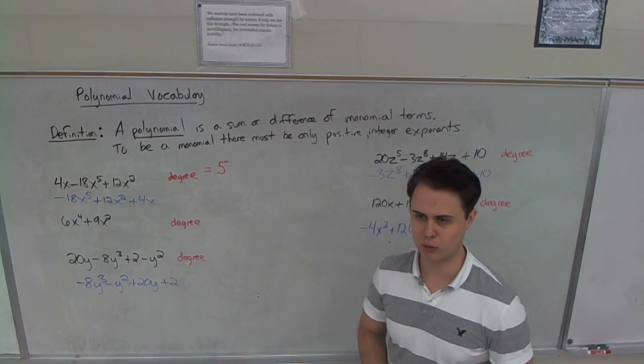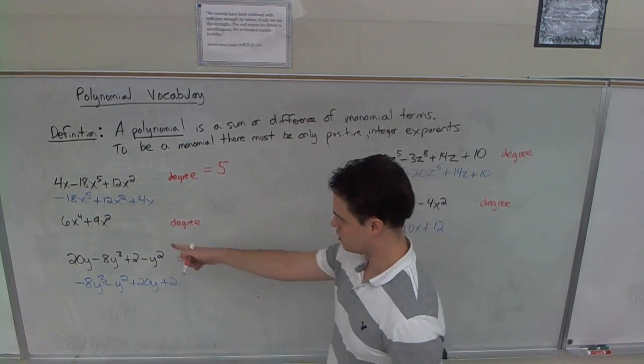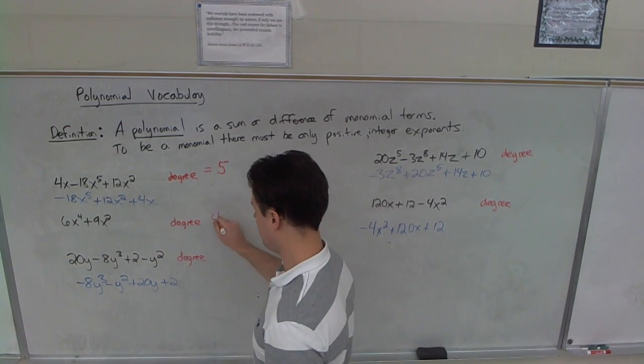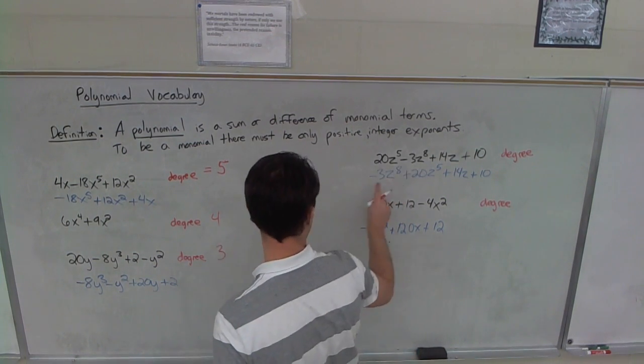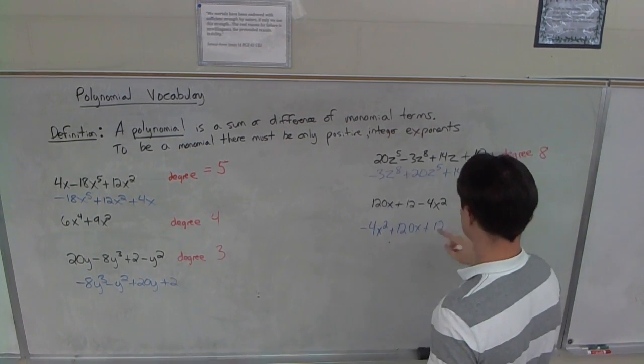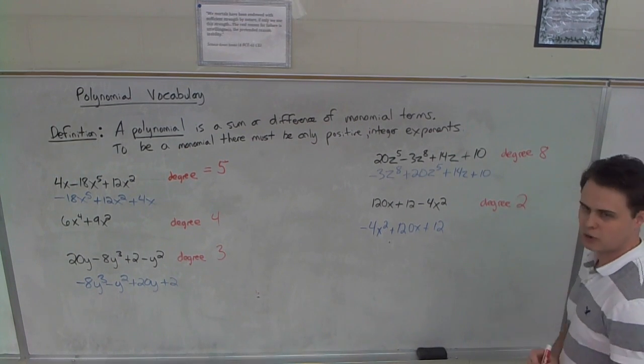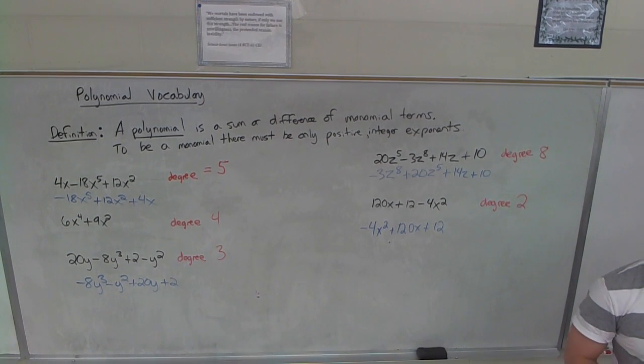That's a degree 5 polynomial. That's how you say that. This guy's a degree 4 polynomial, this guy's a degree, I should look at the descending form, right? Degree 3, this guy's degree 8, this guy's degree 2. Okay? Look how easy that is once you're in descending order.